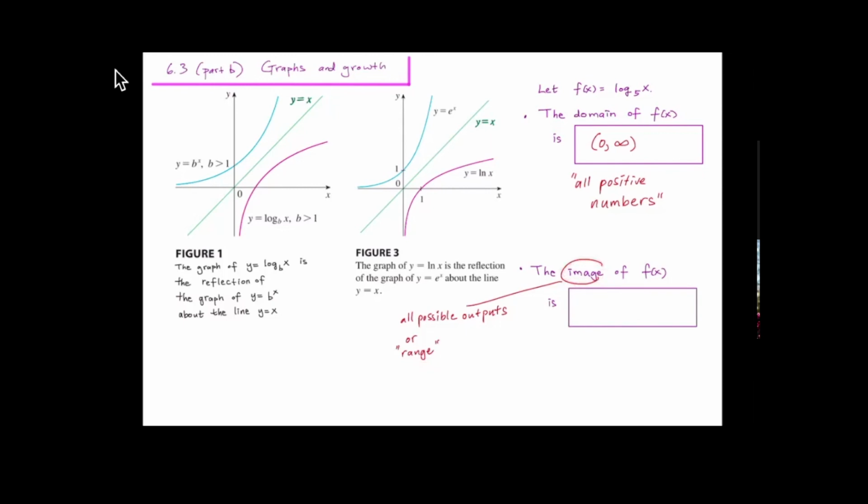So the image is the set of all possible outputs, and the set of possible outputs are actually all of the numbers. So the y value of this graph can be as low as you want, and can also be as high as you want. So this would be the interval of all numbers. You can also write this R, or you can write all numbers or all real numbers.